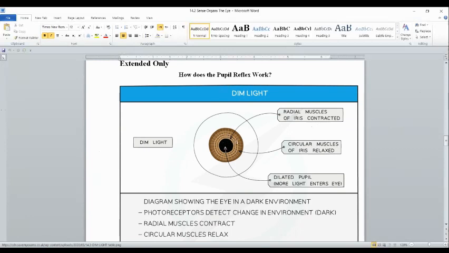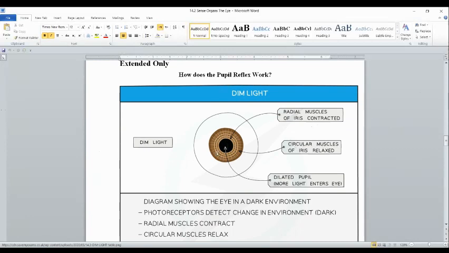There are two types of muscle in your iris. One of them is radial. Radial means to radiate, like a radius of a circle. So they start from the center and continue towards the edges of this circle. These are the radial muscles. You can see the cursor of my mouse here. Then we have circular muscles.